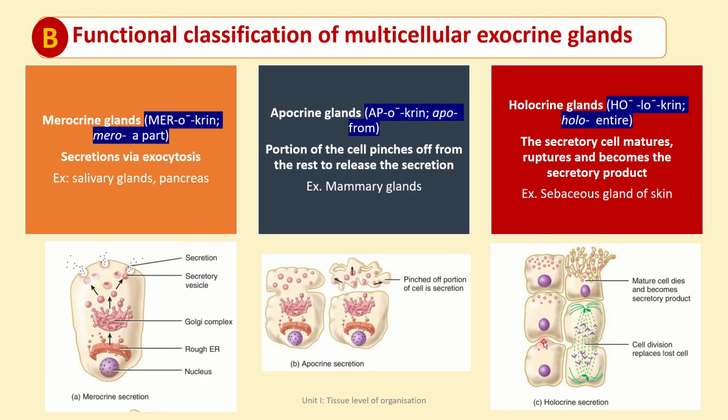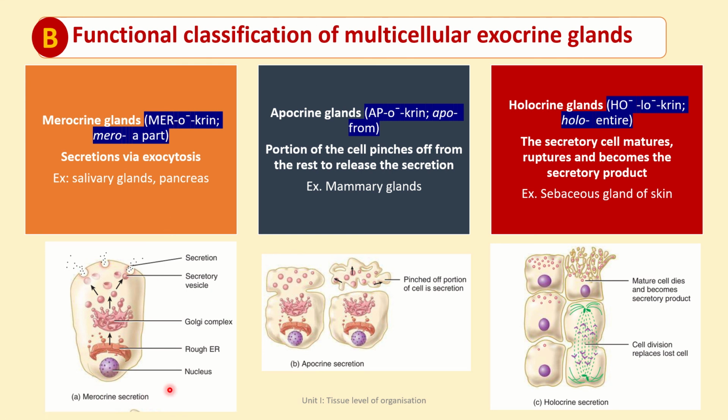The last type of classification of the multicellular exocrine glands is on the basis of their function. On the functional classification, the multicellular exocrine glands have been divided into three parts. First are called the merocrine glands, mero meaning a part. Examples are the salivary glands and the pancreas.